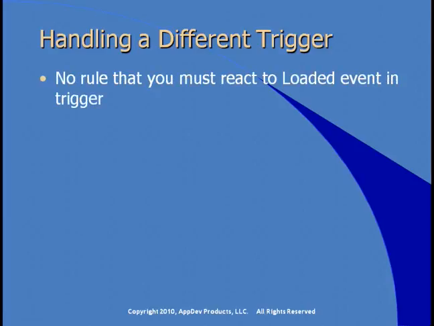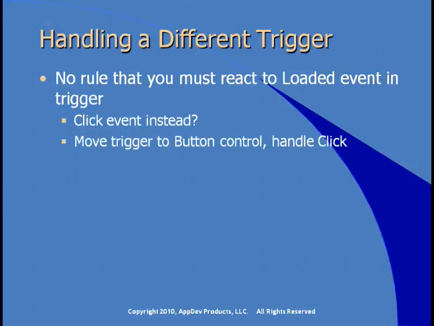Of course, there's no rule that you must react to the loaded event in your trigger. What if you want to handle a click event instead? No problem. Just move the trigger to a button control and handle its click event. You may find that you'd rather write code instead, as you'll see later, but you can use a different trigger. Let's look at a simple demonstration that points out how you can use a button click to trigger an animation without writing any code.